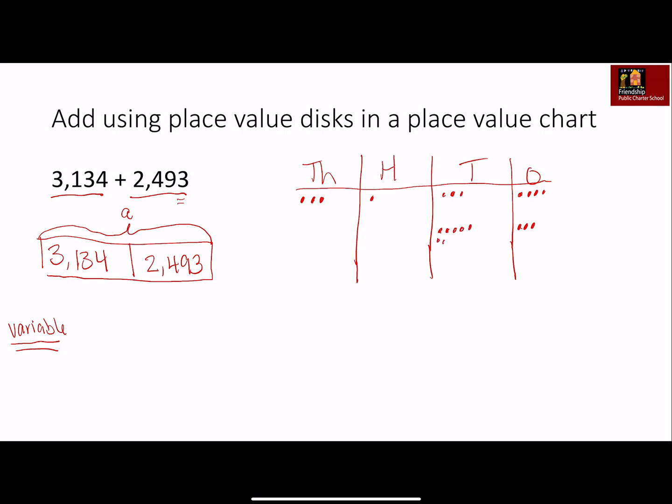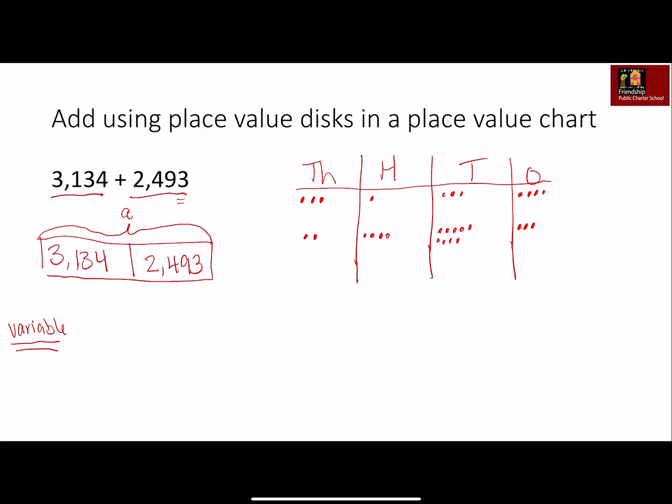And I'm going to use a 5 frame to kind of help me with that. I go to my hundreds place and draw 4. And then I go to my thousands place and draw 2. Okay, now that we have this done, we can simply go and solve this problem.